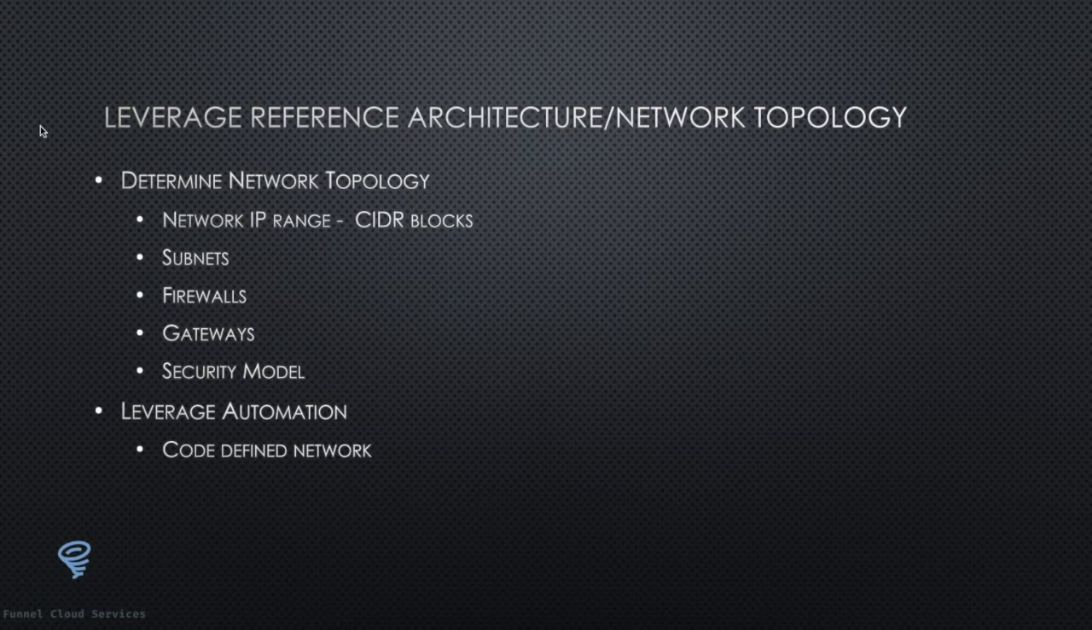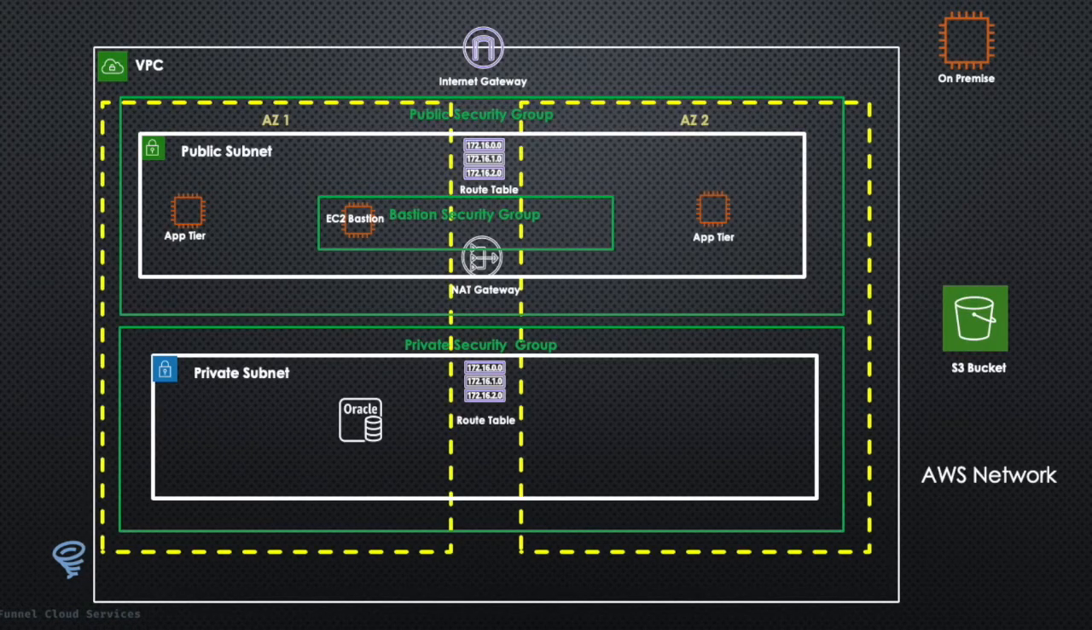So to start in the network, we're going to deploy a standard deployment for database services where you define your range of IP addresses, the subnets that are going to be involved, and then the firewall rules, the gateways, and then just a security model of how you can communicate with on-prem. And then we'll be emphasizing that, again, it's a code-defined network so that it's a rinse and repeat. So this is what we're going to deploy today.